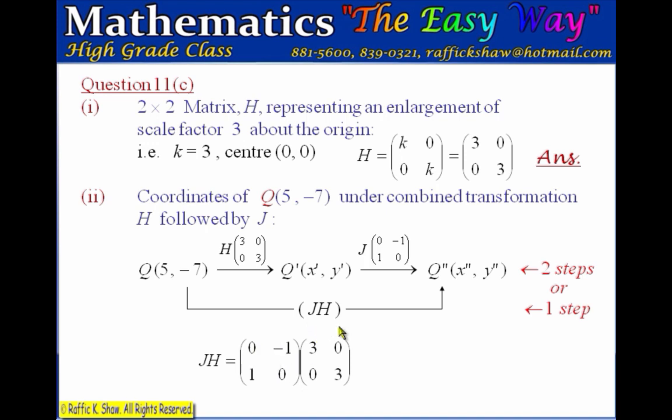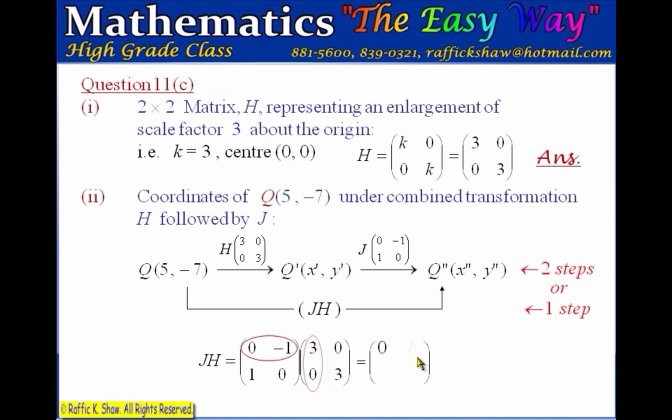JH is equal to the matrix J, that's here, multiplied by the matrix H. And when we multiply these 2 by 2 matrices, the result is going to be a 2 by 2 matrix. And here we will show how these elements are calculated. This first element A is in the first row and the first column, and therefore we have to multiply this first row by this first column to get this element A. And that calculation is done along the row and down the column. So it is 0 multiplied by 3, which is 0, and the negative 1 multiplied by 0, which is also 0. And so the element A is 0.